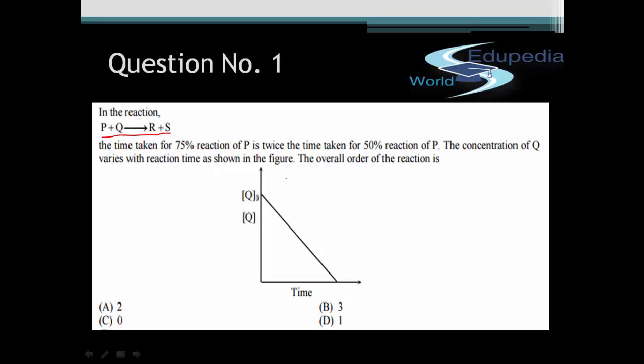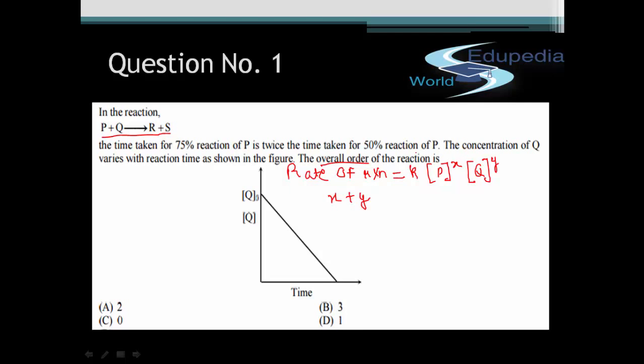I hope all of you must be familiar with the rate law expression for a particular reaction. For the above reaction, the rate of reaction can be written as the rate of reaction is equal to some K, which will be the constant for the particular reaction, into concentration of P to the power X into concentration of Q to the power Y. This is the rate law expression for the reaction, and we are required to find out the overall order of the reaction, which basically means that we need to figure out the value of X plus Y. This is what we need to find out.